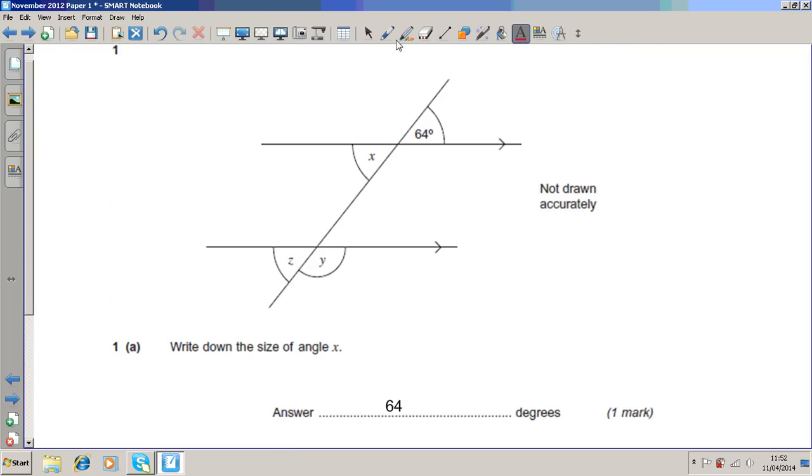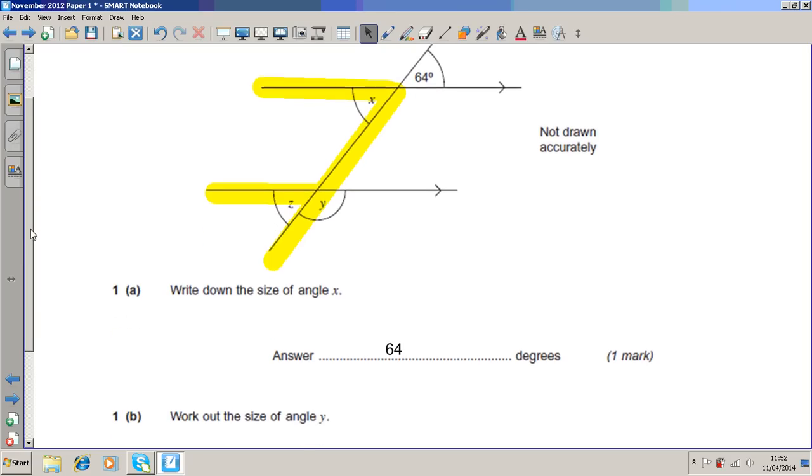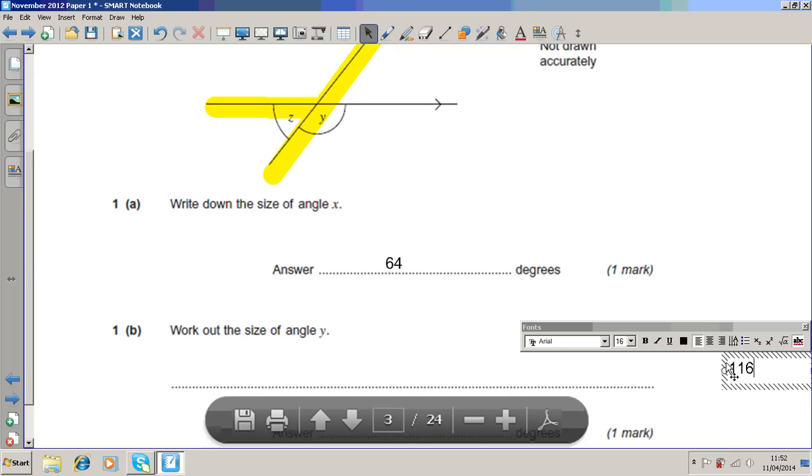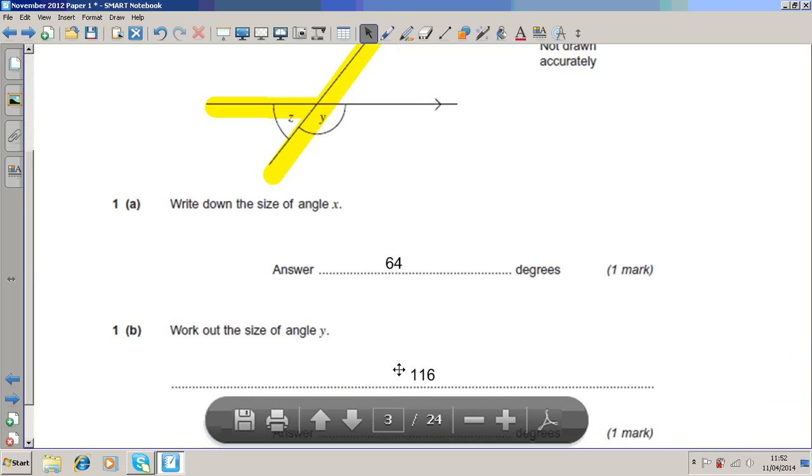However, I'll give you some reasons. We've got ourselves an F shape going on, a badly drawn F shape, which means that x and z are equal to each other. That's called corresponding angles, F angles. So z is 64, and y is on a straight line with that to make 180. So 180 take away 64 will give us our answer, 116 degrees. Coolio.